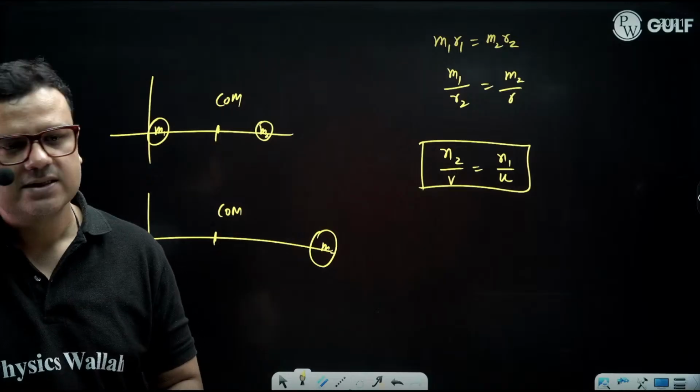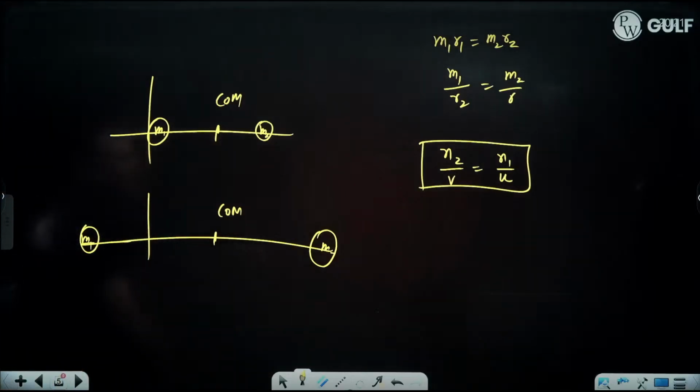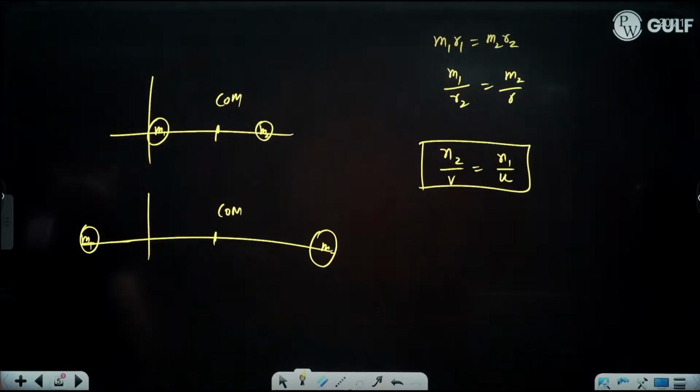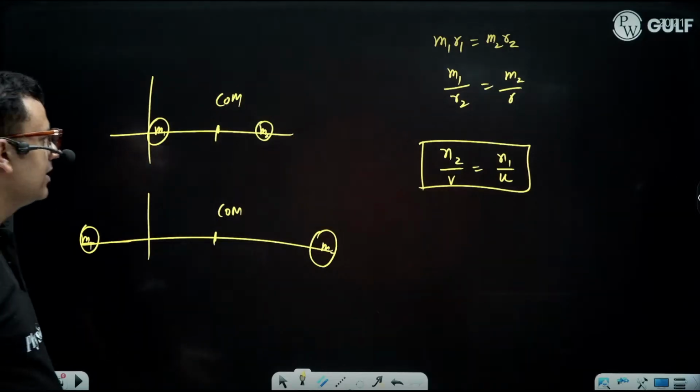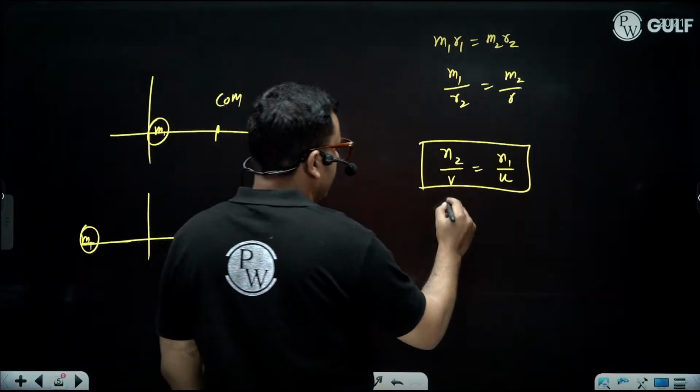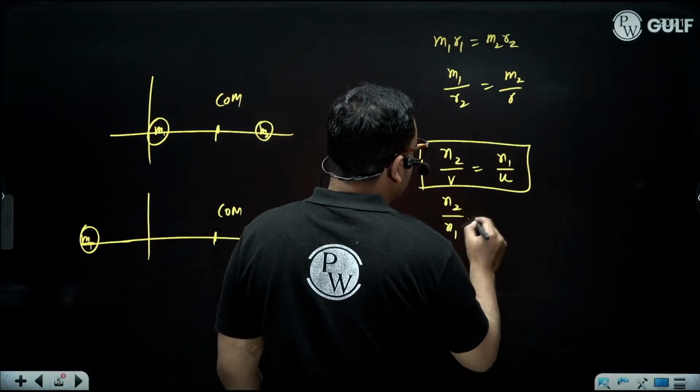Just like the distance of M1 upon R2, you can again interchange your positions of refractive index, so N2 upon N1 will be equal to V upon U.